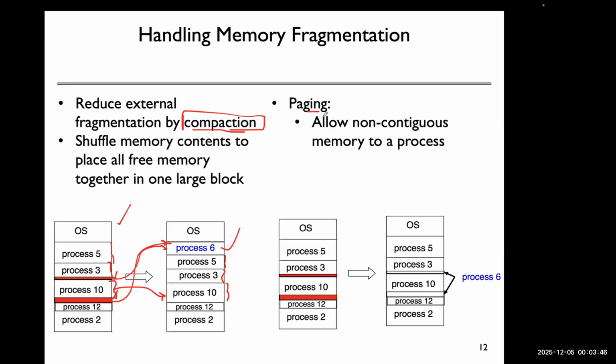So paging solves the problem of external fragmentation, and it also doesn't need to pay the cost of copying or moving over the content of the processes in memory. So processes 5, 3, 10, 12, and 2 stay in their place. For process 6, which is sending the new request, we allocate the holes, but we just need to track that those holes are not contiguous, and maintain the information that those holes are allocated to process 6. Any questions?